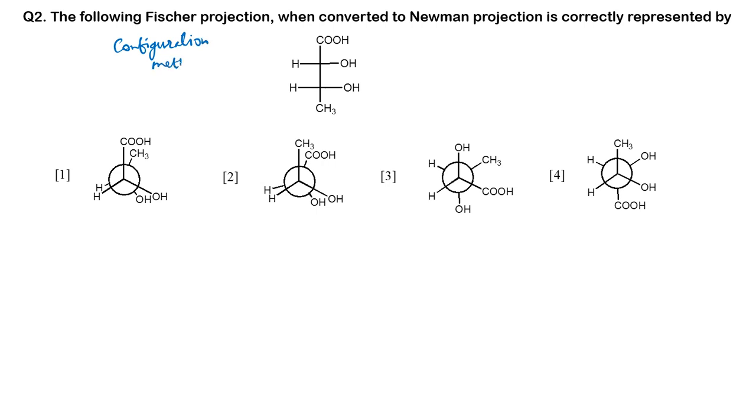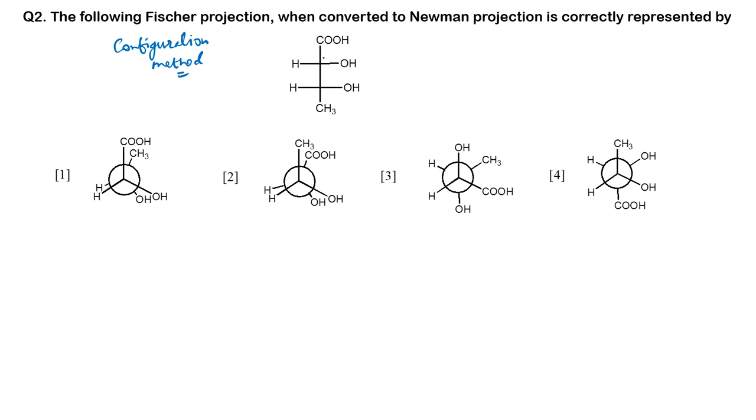Students, if you are thinking about the other method, how we can convert Fischer directly into Newman, that can also be studied. But as we are studying this R and S configuration in detail, I am discussing this. We'll have more videos with other tricks to convert, but right now we are just focusing on this configuration method. So in this case, first of all we'll give a numbering.